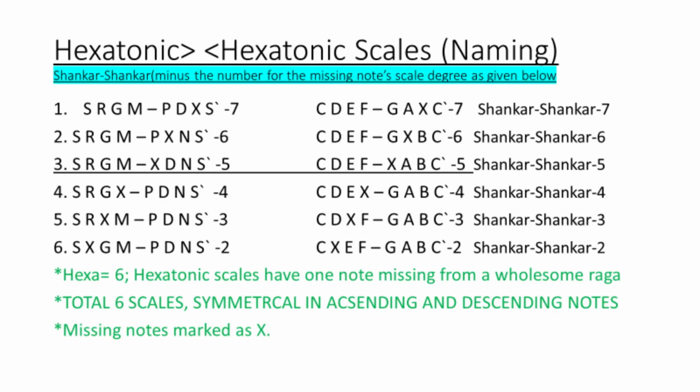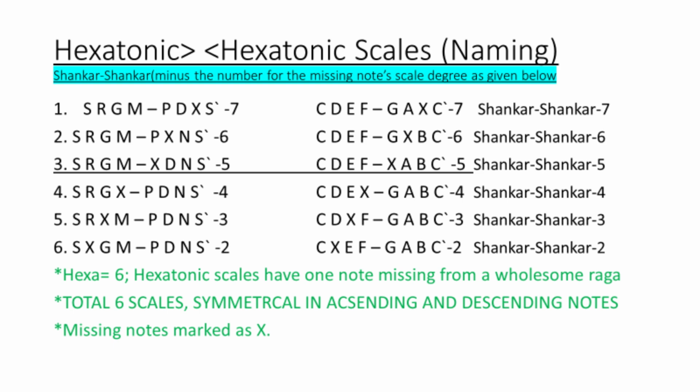Today, in this chapter 1, part E episode, we are going to address the 6 note scales called Shadava scales, or in English, the hexatonic scales. This means it will have only 6 notes in the whole scale in both ascending and descending.